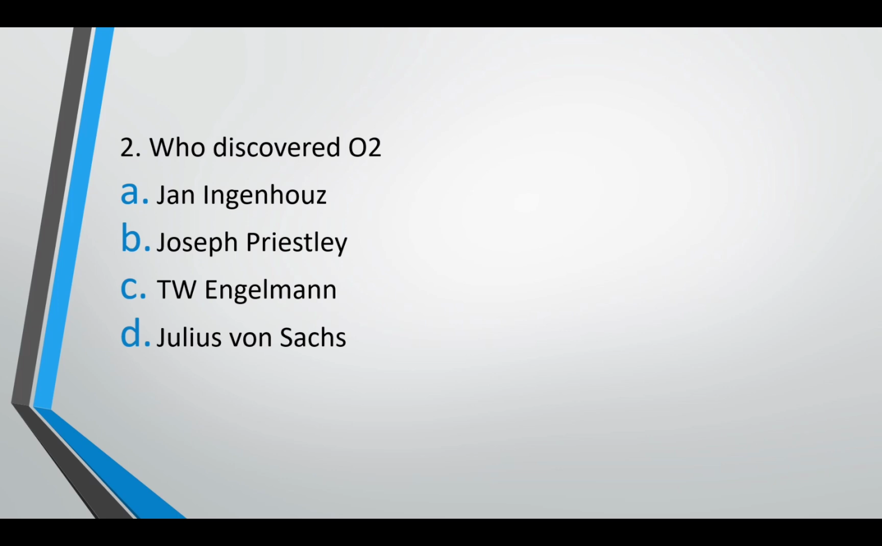Question 2. Who discovered O2, that is oxygen? Option A, Jan Ingenhousz. Option B, Joseph Priestley. Option C, T.W. Engelmann. Or option D, Julius von Sachs. Who discovered oxygen? The correct answer is option B, Joseph Priestley discovered oxygen.